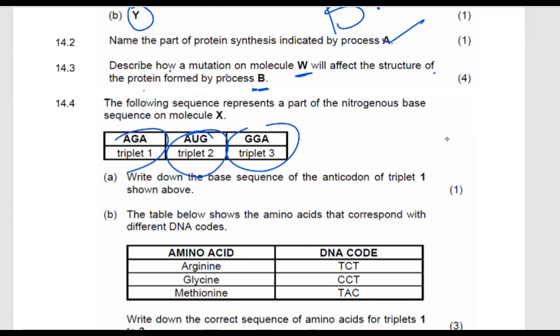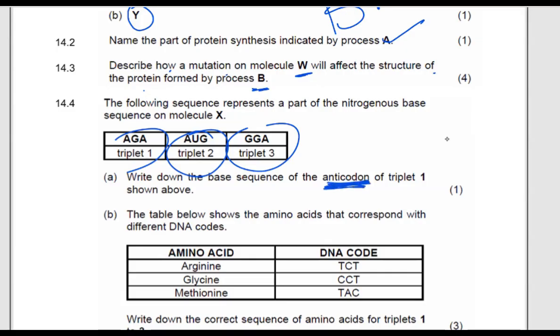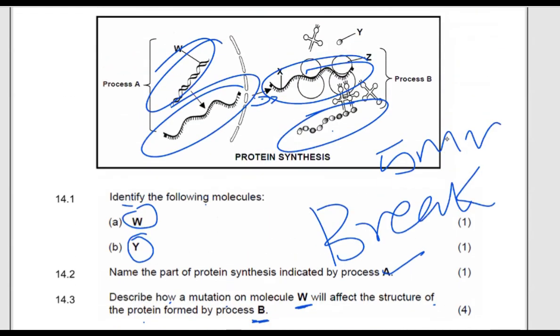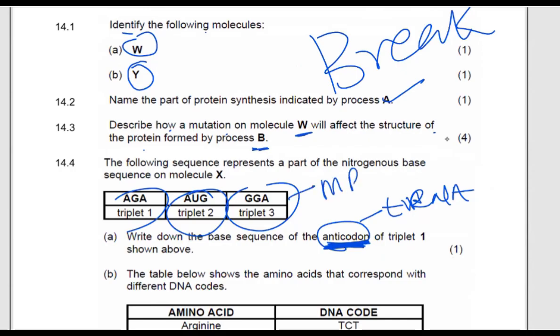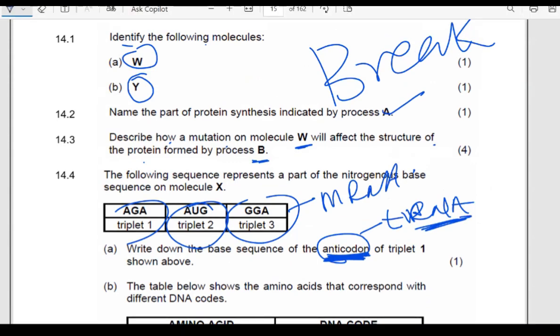Write down the base sequence of anticodon. This, you see now, anticodon of triplet 1. If they say anticodon, what are they looking for? tRNA. They're saying that the following sequence represents the base sequence on molecule X. Which way is molecule X? Molecule X is messenger RNA, meaning that what is here is messenger RNA. So if they're asking us transfer RNA, then automatically we have to convert it. All right.